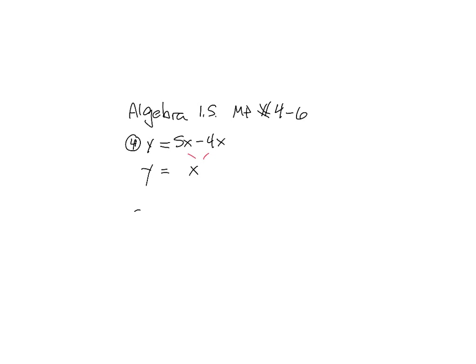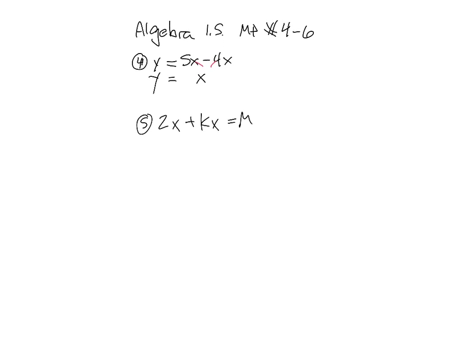All right, so let's go to number 5. Number 5 says 2x plus kx equals m. So we want to get the x all by itself. This is going to be a little bit trickier here.